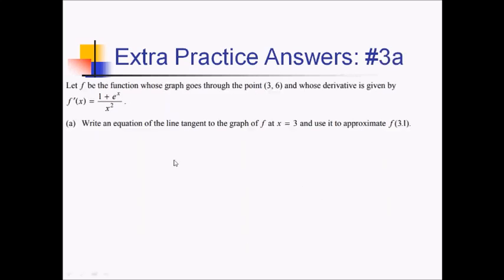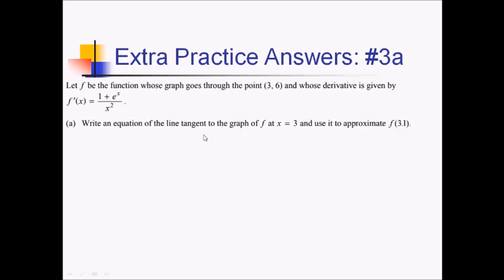For this calculator-based free response problem, f is a function whose graph goes through 3, 6, and its derivative is given by this f prime function. First part of this problem, they want an equation of the line tangent to the graph at x equals 3, and then they want us to use that to approximate f of 3.1.